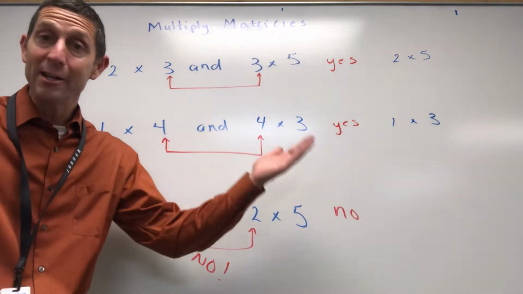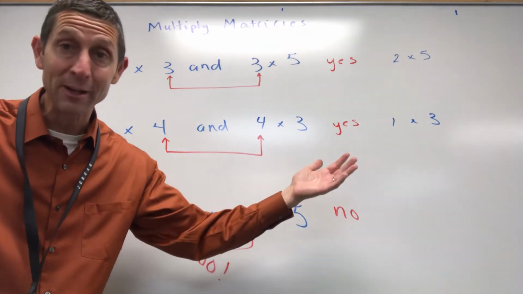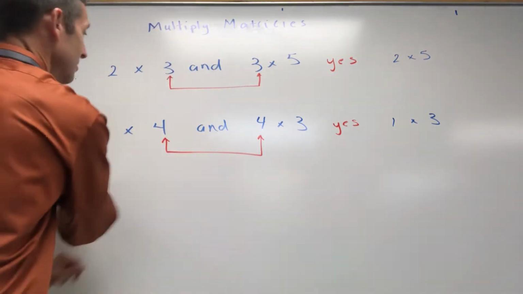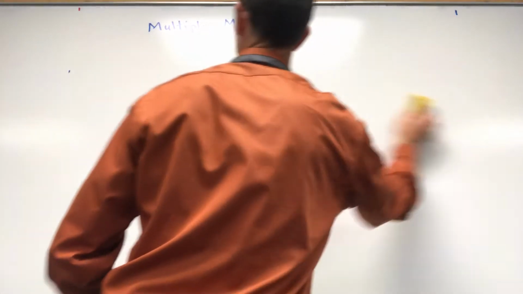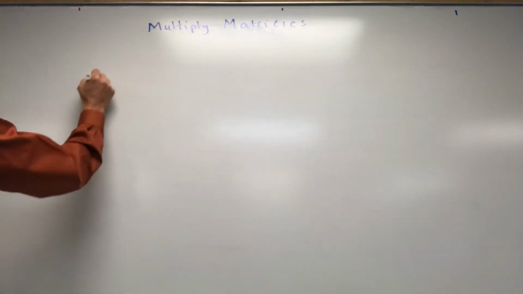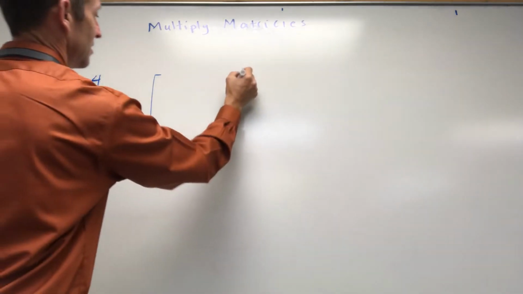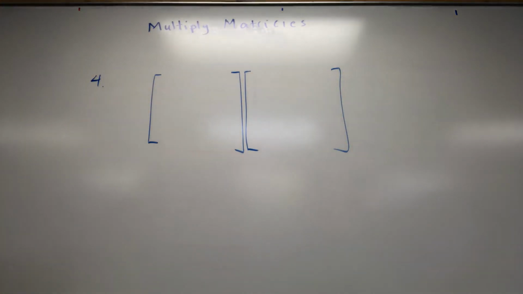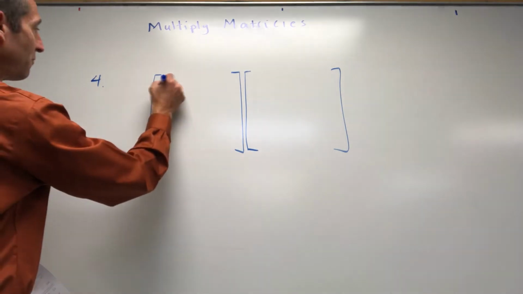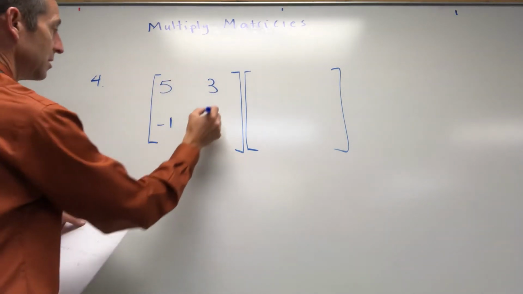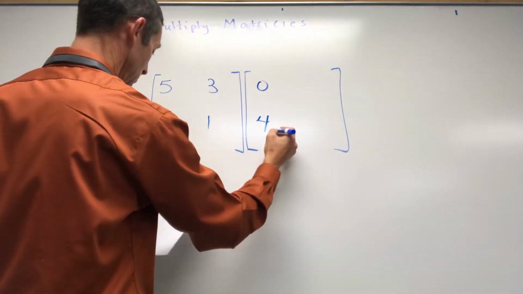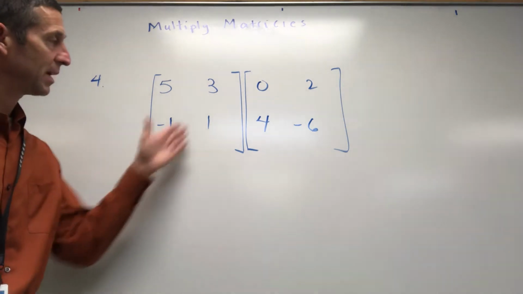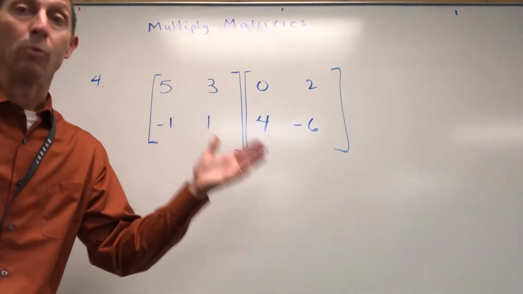Okay, we've been talking about multiplying matrices. Let's actually multiply the matrices. Let's do one. All right, here we go. Okay, I've got a couple of 2 by 2s right here. How about 5, 3, negative 1, 1, 0, 4, 2, negative 6. All right, so I've got this matrix, that matrix. The question is, what are the dimensions?